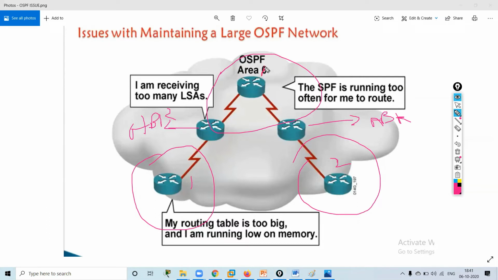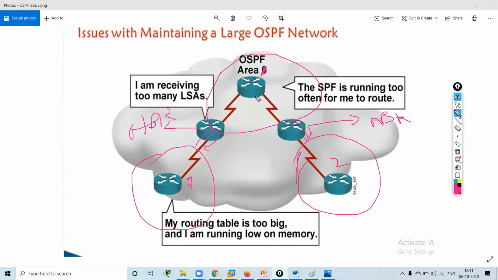I cannot make it this way. This is my area 1 and suppose I made this area 0. So my area 2 is not directly connected, so it will not get the information. Area 0 will pass the information to area 1, and area 1 will pass the information to area 2. But no information will be passed to area 2 over here because it is not directly connected to area 0. Everything should be passing via area 0 only.